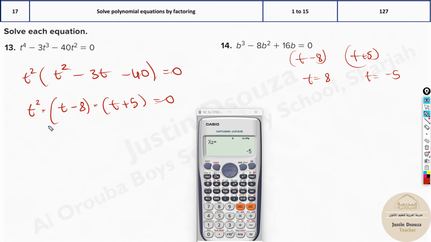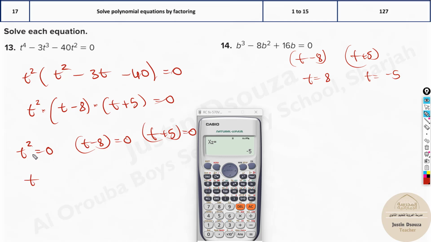So imagine any three terms or numbers multiplied to each other and you're getting 0. That means any one of these must be 0, otherwise you can't get the answer as 0, right? So you're trying to find out, it can either be t square is equal to 0, or t minus 8 is equal to 0, or t plus 5 is equal to 0. Any of these can be the solution to give us the answer 0.